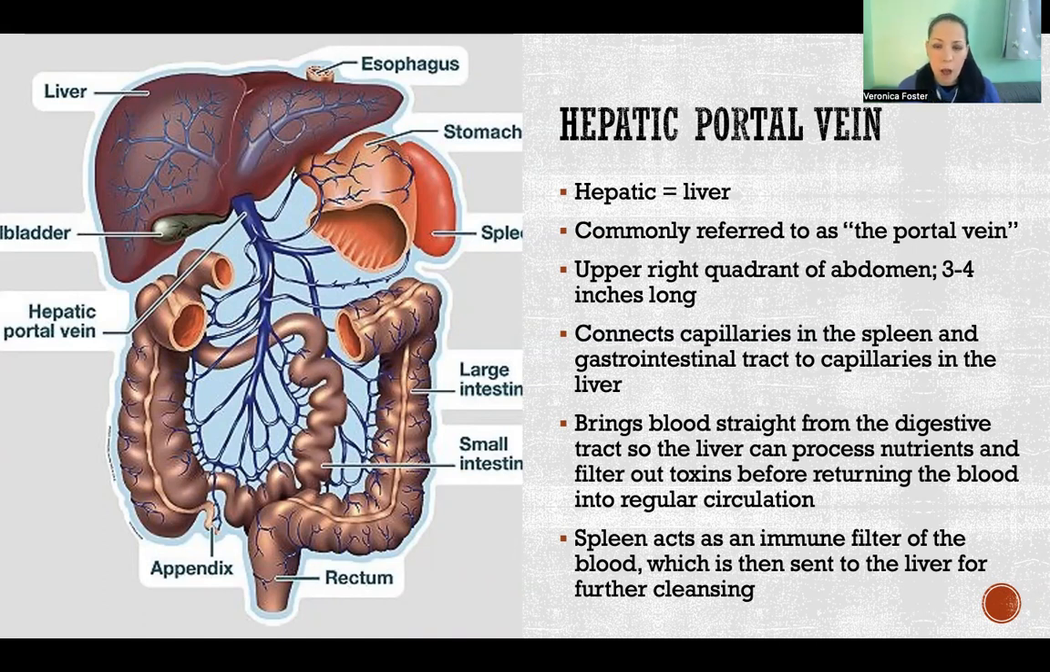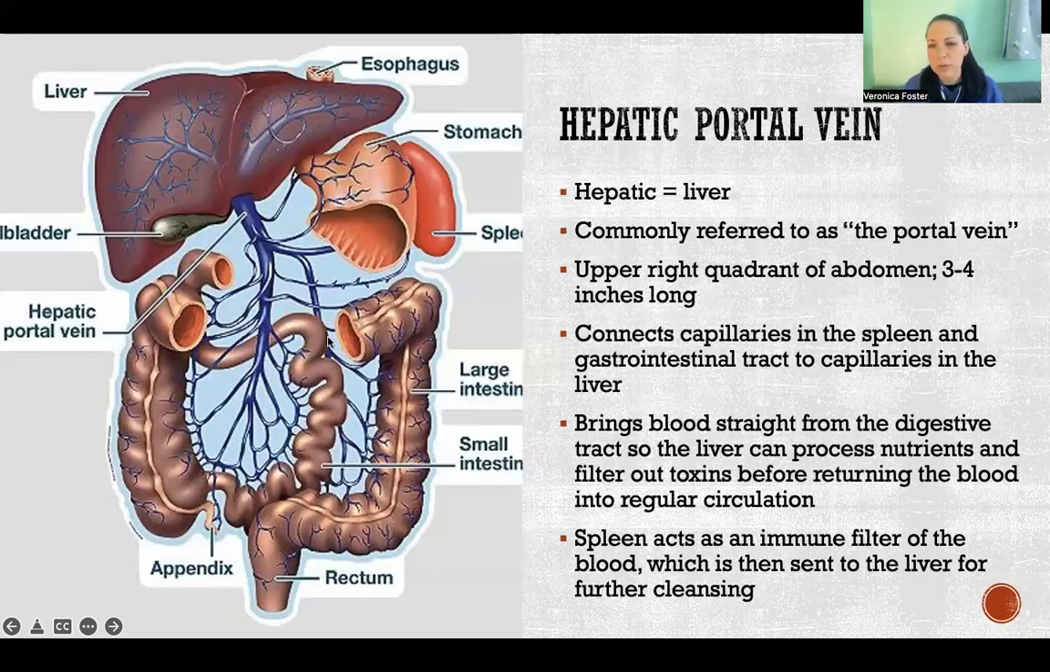It is located in the upper right quadrant of the abdomen. It's about 3 to 4 inches long, depending on the person. It's connecting capillaries in the spleen and gastrointestinal tract to capillaries in the liver. So if we look at our picture here, this big trunk right here is the hepatic portal vein. But as you can see, it's receiving blood from all these different places. All of these different digestive organs and the spleen are all sending blood that's converging and being collected by the hepatic portal vein that's funneling right into the liver.